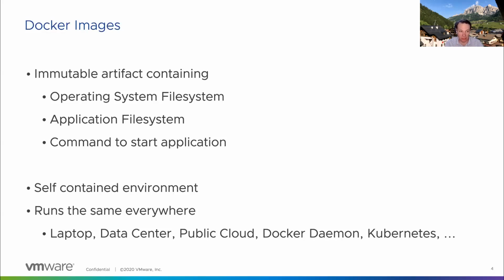If I build an image and don't change it, it runs the same on my laptop, it runs in a data center, it runs in the public cloud. We can switch it between running locally on a Docker daemon and running it on Kubernetes. In theory, we could run it on Cloud Foundry even before the change to Kubernetes, using Diego's ability to run Docker images. So it gives us this really, really great bit of consistency.